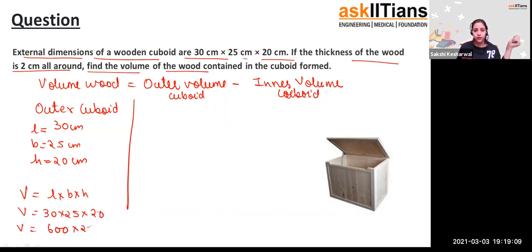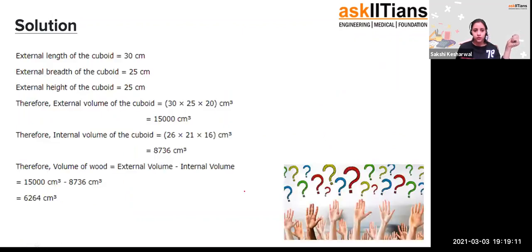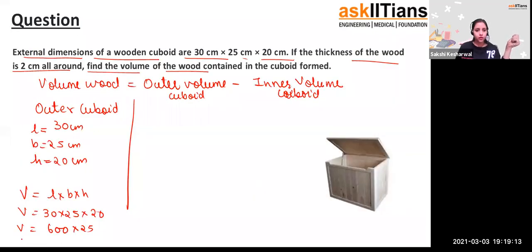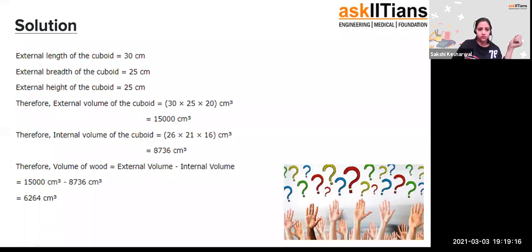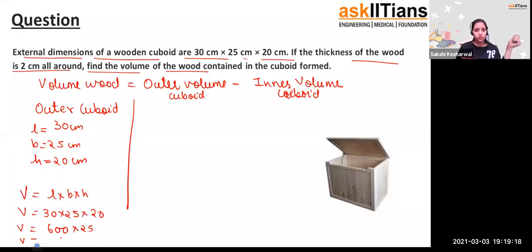Which is equal to 600 into 25. Volume is equal to... I think I'm writing something wrong somewhere. So volume is equal to 15000 centimeter cube, right?